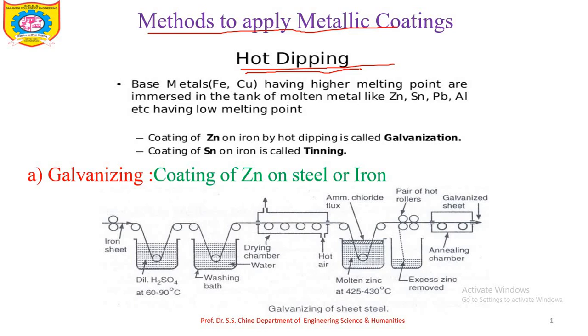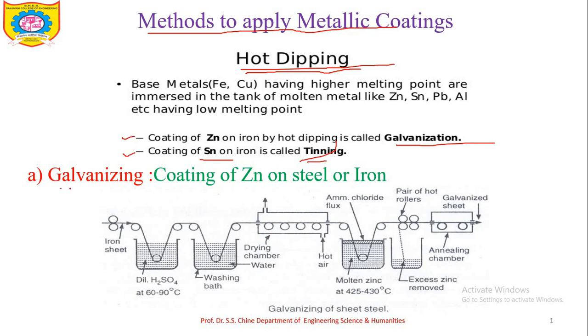The structure to be coated itself gets melted. So the coating metal has a lower melting point than the base metal. Now the coating of zinc on iron by the hot dipping method is called galvanization, whereas coating of tin on iron is called tinning, or tin plating. We have discussed the first example under anodic coating, and the second is under cathodic coating.